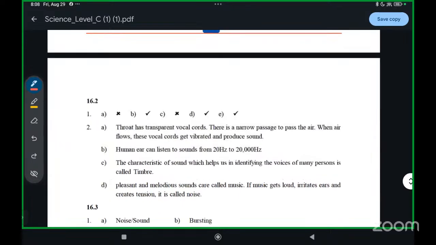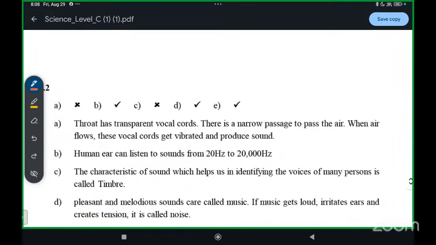The throat has transparent vocal cords. There is a narrow passage to pass the air. When air flows, these vocal cords get vibrated and produce sound.